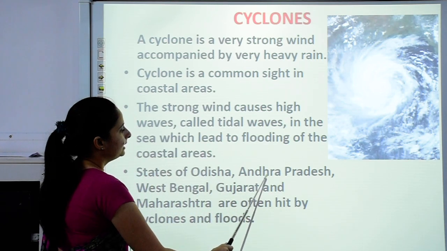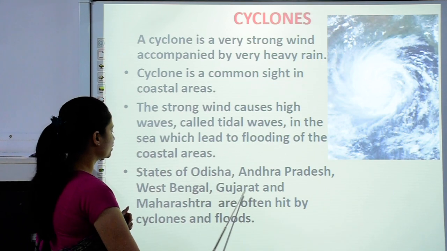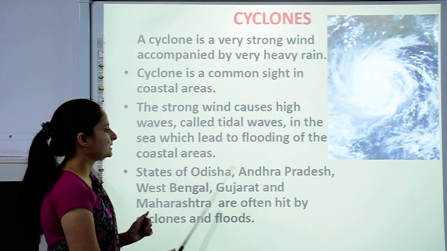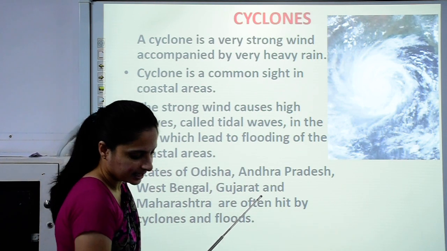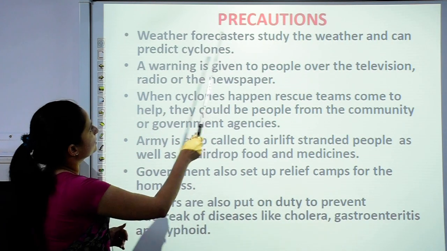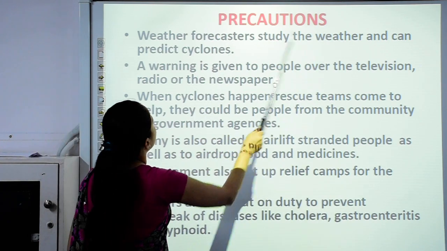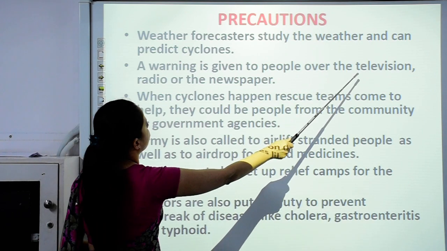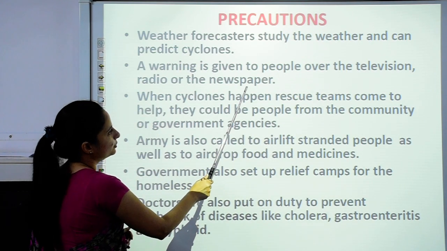States of Odisha, Andhra Pradesh, West Bengal, Gujarat and Maharashtra are often hit by cyclones and floods, as these lie in the coastal areas. Now precautions. Weather forecasters study the weather and can predict cyclones. A warning is given to people over the television, radio or the newspaper.